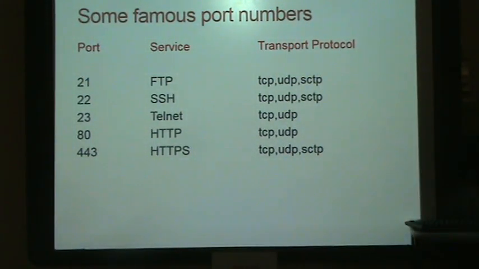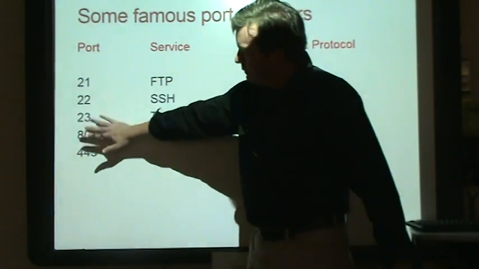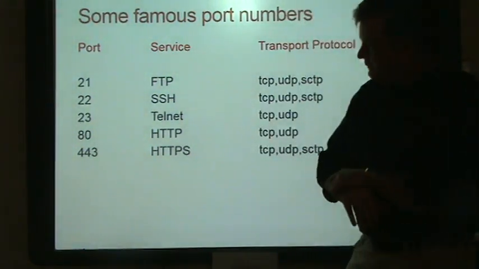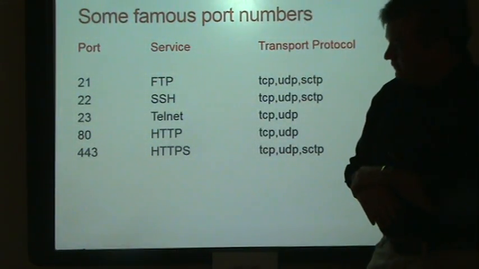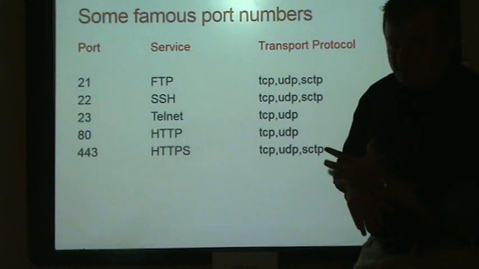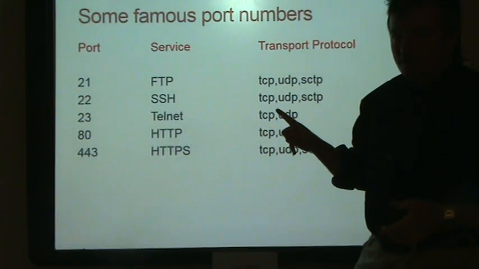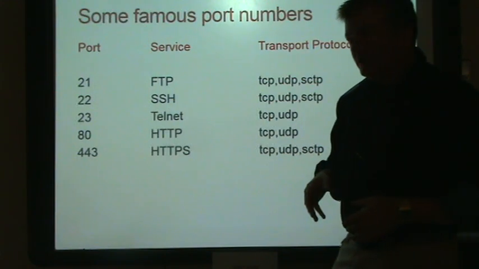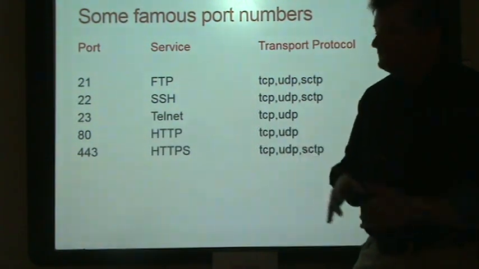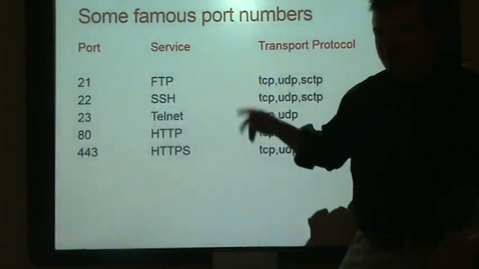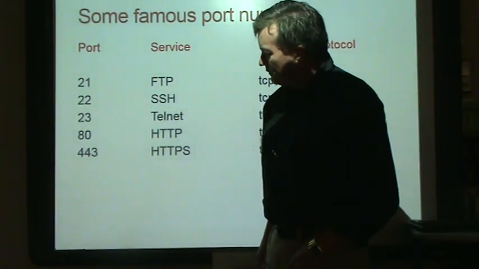So these are some system port numbers. I guess the original design was that the port number field is 16 bits long. So with 16 bits we can do, 10 bits is 1K, 16 bits would be 64K, which is like 65,000 different port numbers or so.